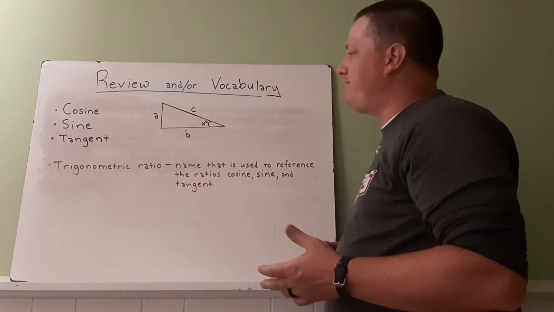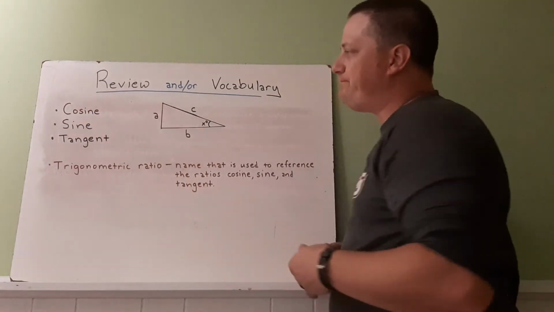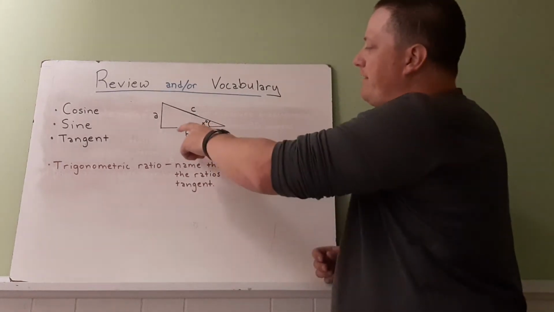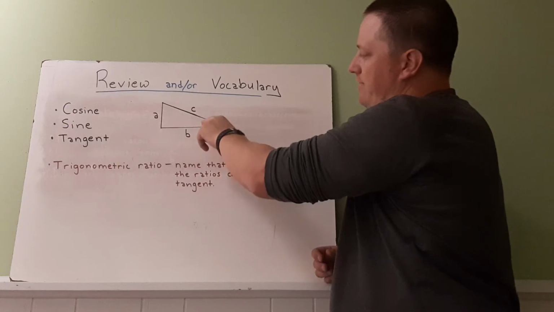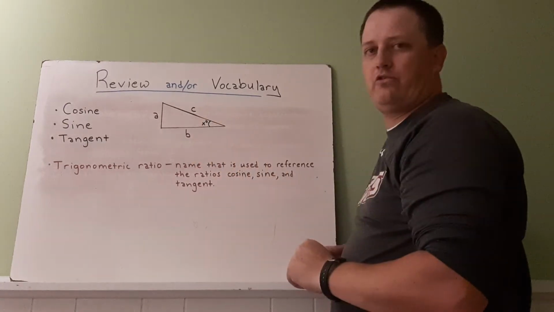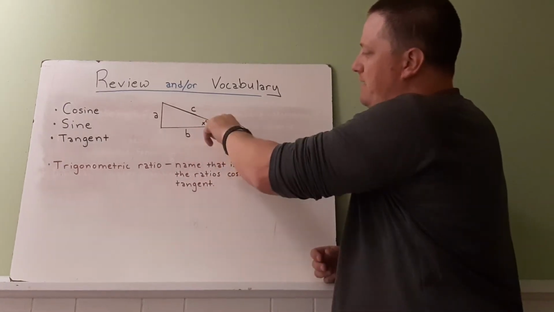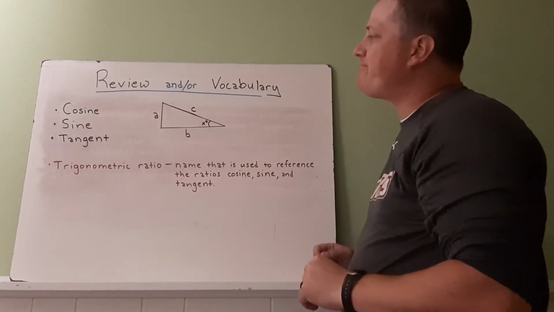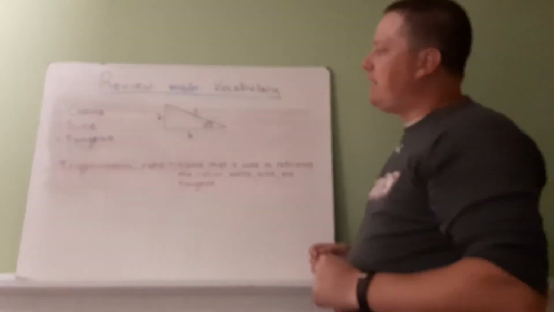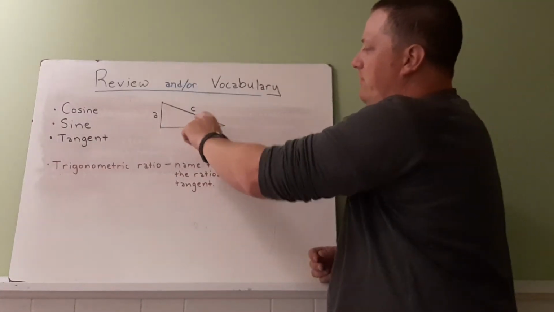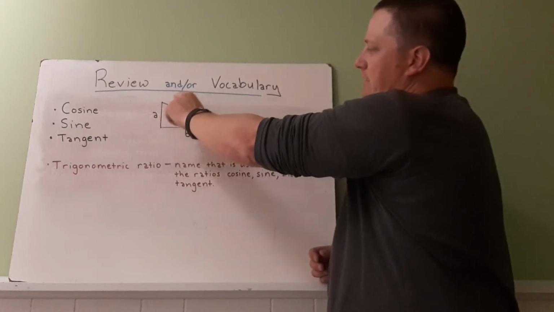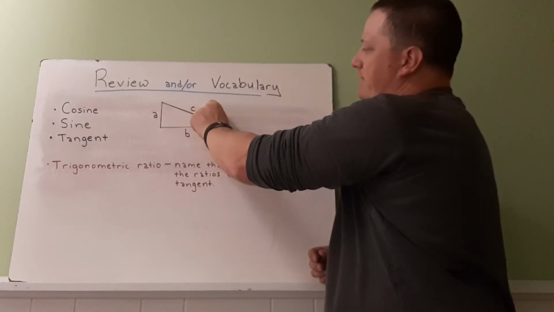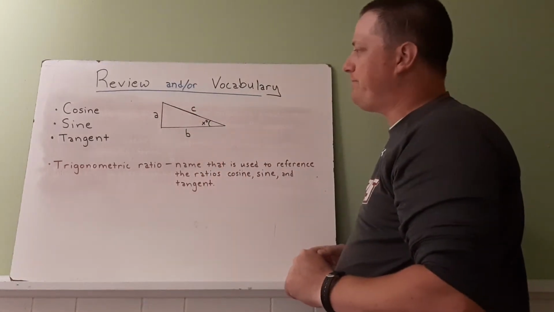So our review and vocab here is we have cosine. Cosine is the ratio of the adjacent side of an angle to the hypotenuse. So adjacent is B, it's next to the X, and then the hypotenuse is C. Sine is the ratio of the opposite side of an angle to the hypotenuse. So A is the opposite of X, and C is opposite the right angle.